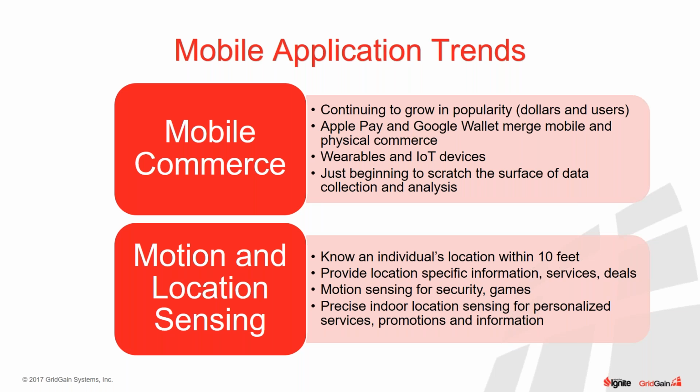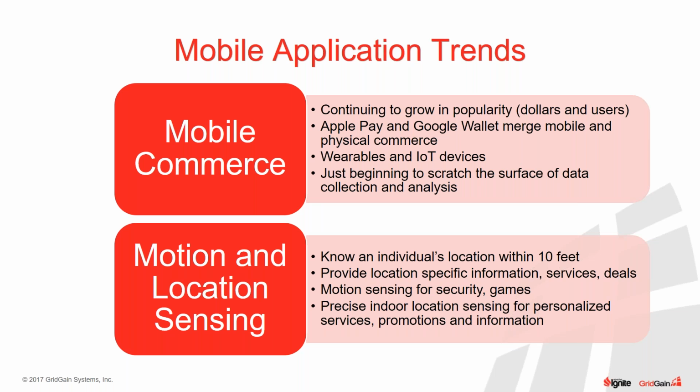All right. And again, I hinted at motion and location sensing before. So now the combination of GPS and also Wi-Fi and RFID pinging gives us the ability to know an individual's location within 10 feet. So we can start giving them hyper-specific, location-specific information, like services and deals.